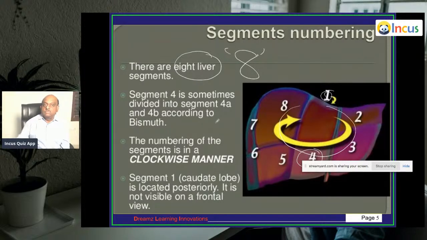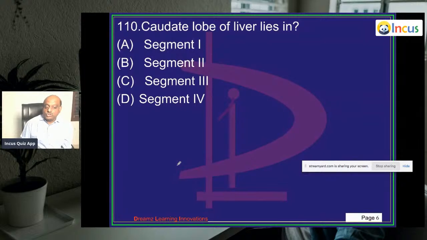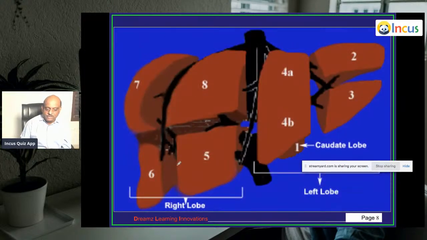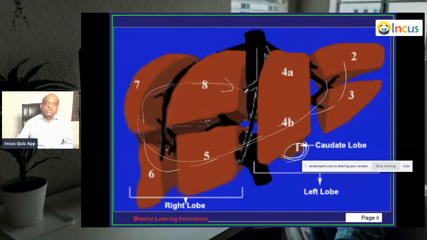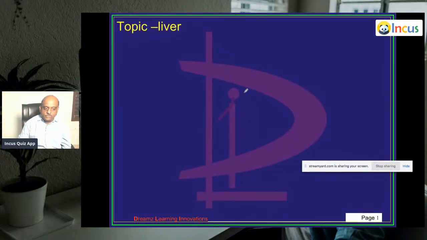Segment 1 is at the back. If you are looking from the front, what is at the back of the liver? Caudate lobe. So caudate lobe is called segment 1 and it is not visible in the frontal view. So the caudate lobe of the liver lies in segment 1. This 1 here is not visible from the front. So 2, 3, 4, 5, 6, 7, 8. You are going in a clockwise manner, is what you need to remember.